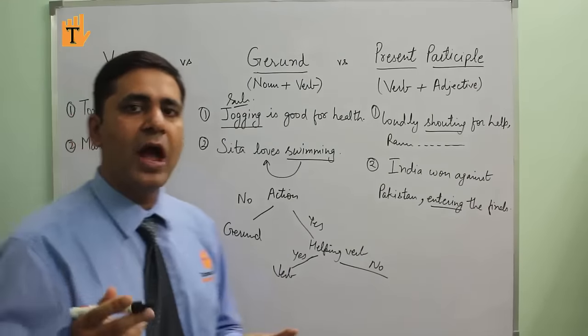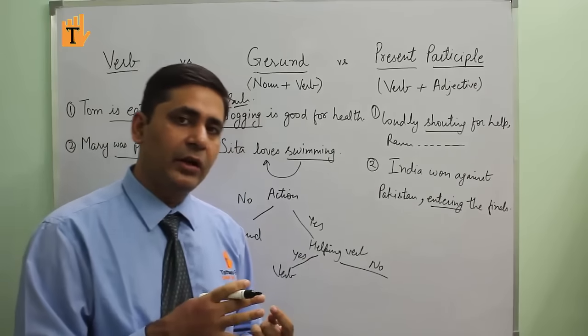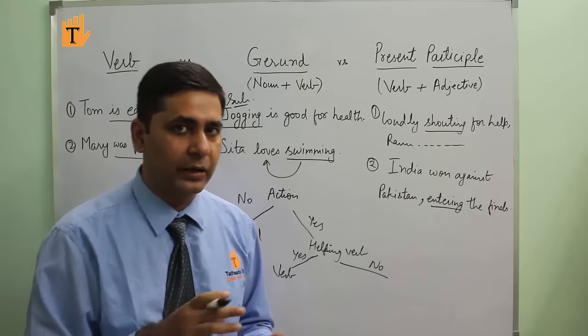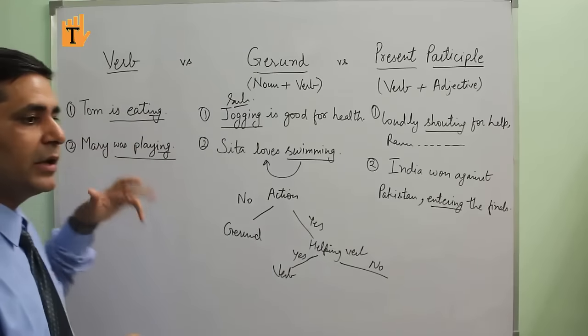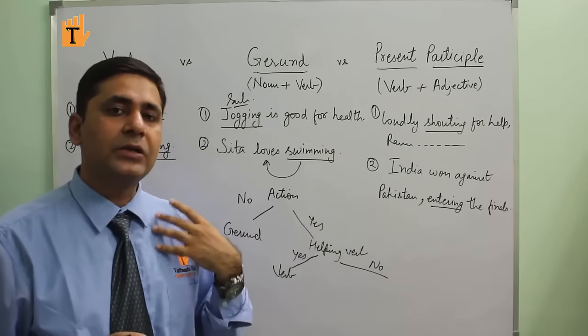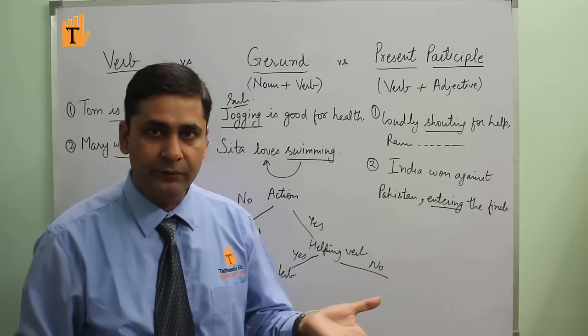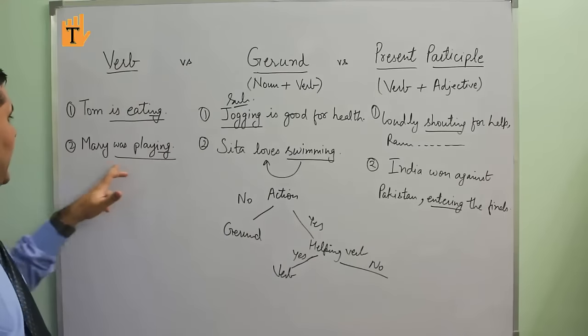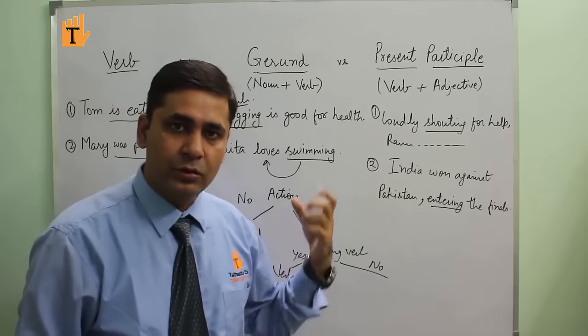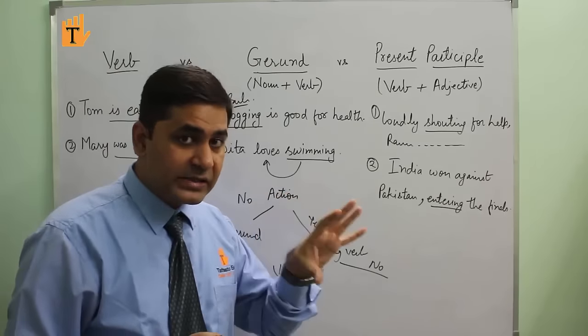So when you have action in the sentence, how does it look like? Look at this one. Tom is eating. Is the action of eating happening in the sentence? Yes. Tom is eating. The action is there. Mary was playing. So in the sentence, is the action happening? Although it is in past, but still there is an action, right?